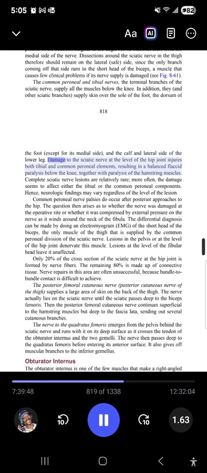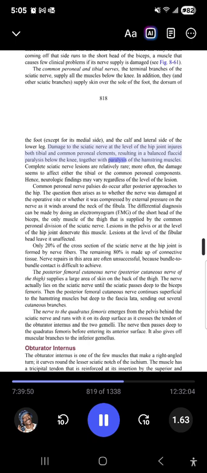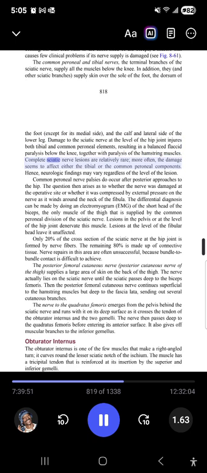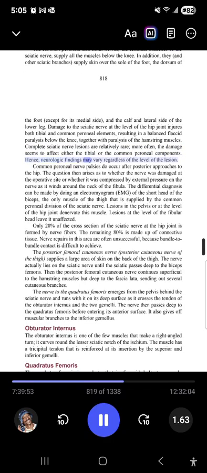Damage to the sciatic nerve at the level of the hip joint injures both tibial and common peroneal elements, resulting in a balanced flaccid paralysis below the knee, together with paralysis of the hamstring muscles. Complete sciatic nerve lesions are relatively rare. More often, the damage seems to affect either the tibial or the common peroneal components. Hence, neurologic findings may vary regardless of the level of the lesion.